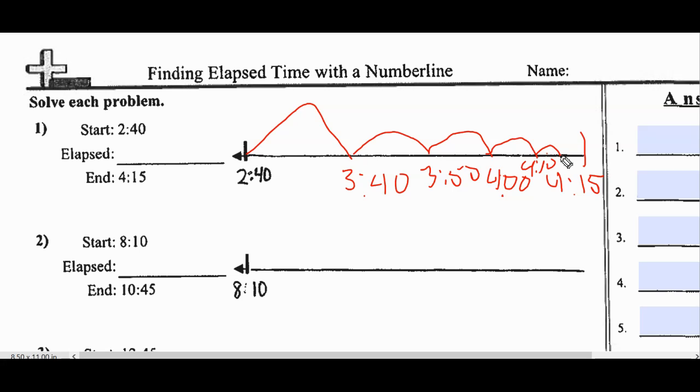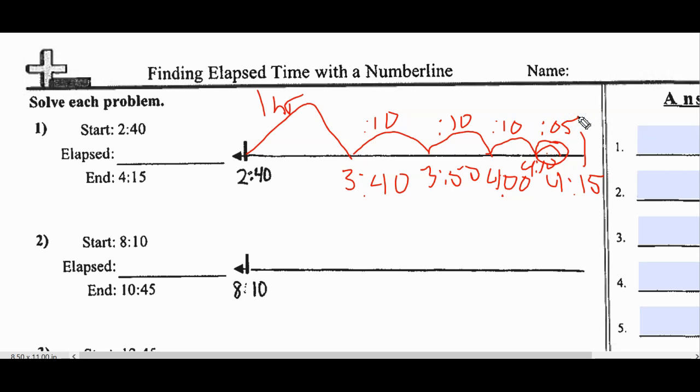Now I need to count. Watch. This is 1 hour, correct? Because that was our mountain. This is how much again? 10 minutes. This was also 10 minutes, and so was this 10 minutes. Okay, and then the little hill right here was how much? 5.